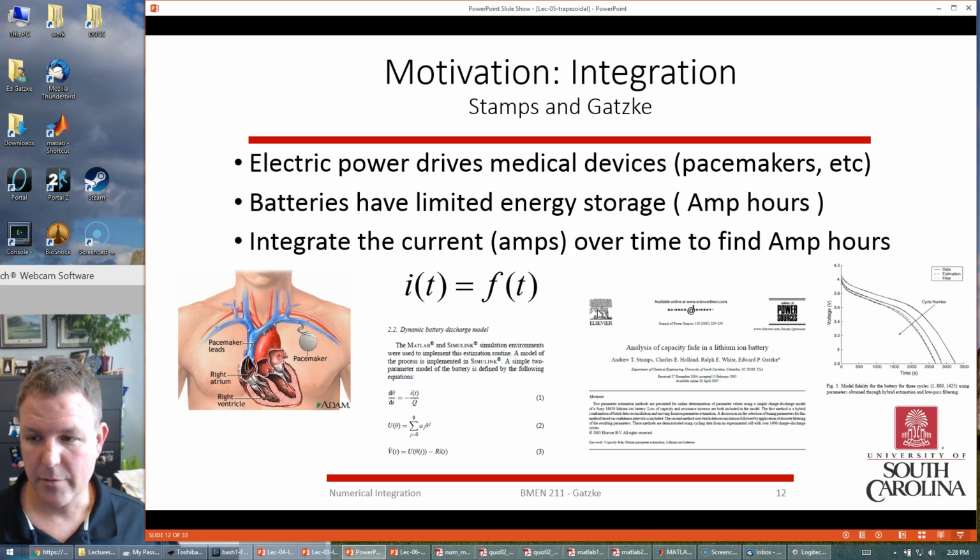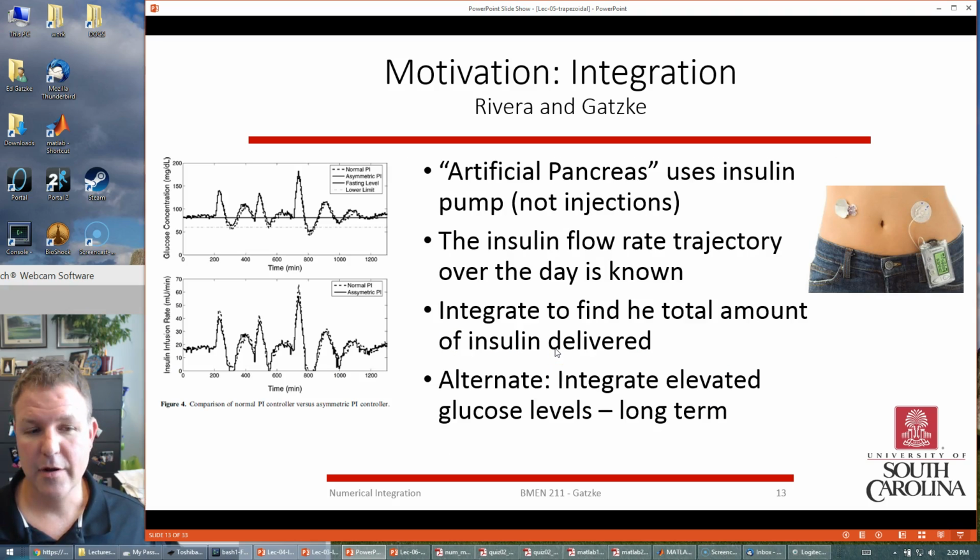Alternatively, there may be cases where we've looked at applications of battery systems, and in a battery, the total amount of energy is calculated by amp hours, which is basically how many amps for how many hours the battery can provide. If you integrate the current, which may be a function of time for a simulation, if you're going through a pacemaker or some application where you're looking at the charge from the battery, it may give you the current in amps as a function of time. If you integrate that over time, you'll find how many amp hours, or basically how much energy you used from the battery. Another application is drug delivery.